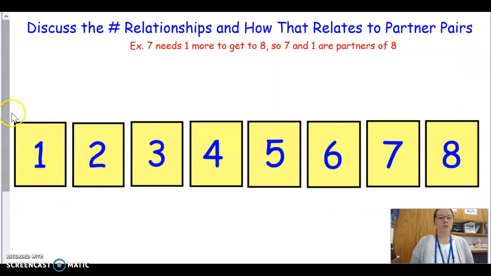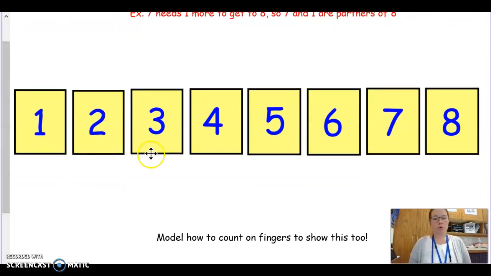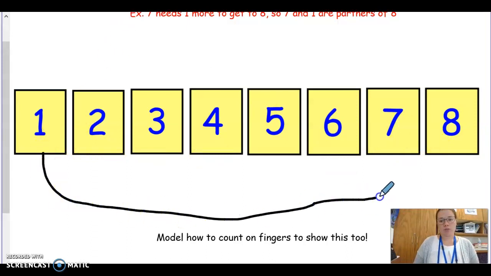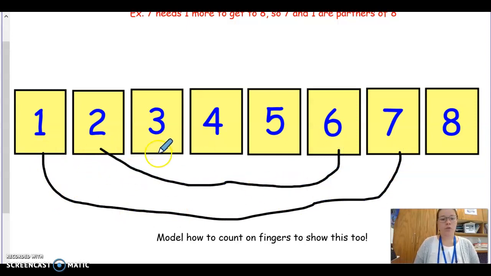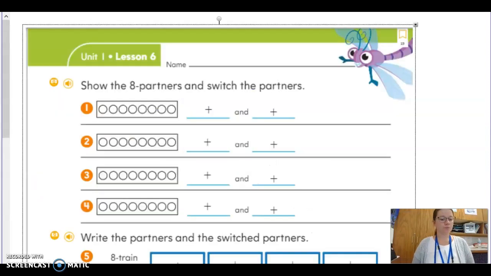All right. So we talked about this before. We showed how these partner together. We have 1 that partners with 7. We have 2 that partners with 6. We have 3 that partners with 5. We have 4 that partners with itself, 4 and 4, to make 8, and that's a doubles fact.